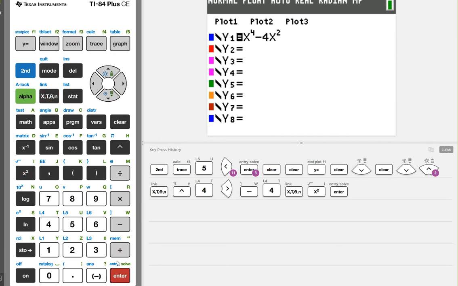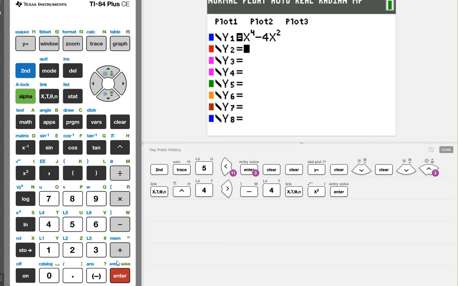I'm going to give you a chance to put that into your calculator and then try and follow along with me. So x to the 4th, raised to the 4th, and then get out of the exponent, minus 4x squared, square key for me. Now go down and clear that one out. Clear key, good. Let's set up our window.